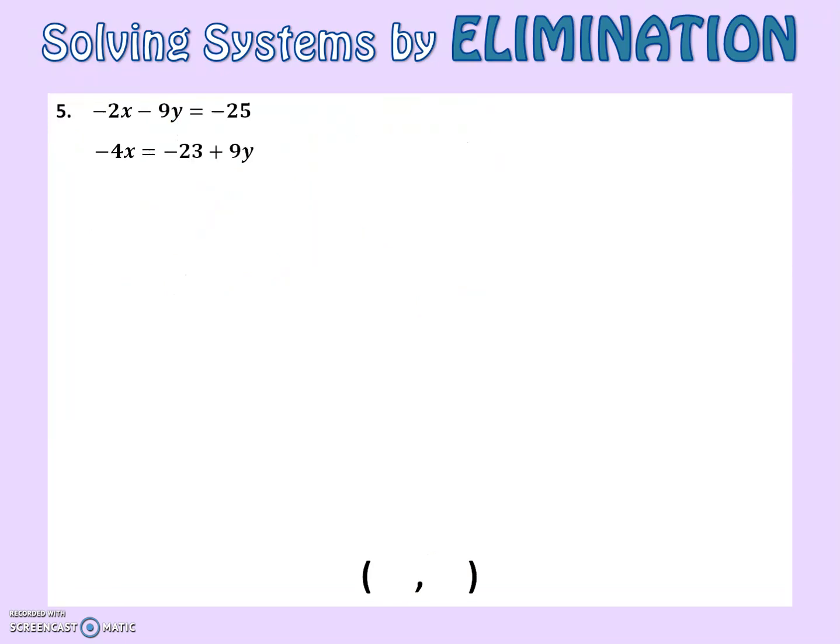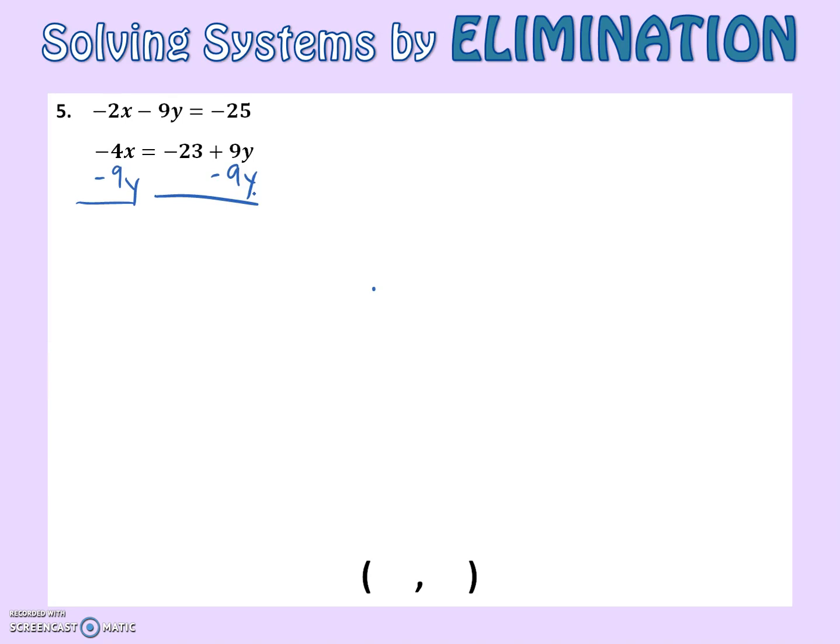Now the important thing for us to note in number 5 is that the first equation is in standard form, but the second equation is not. If you notice, in the first equation, the x and y are on the same side of the equal sign together. Here, they're on opposite sides. So the first step is to subtract the 9y, because that's going to move it to the other side of the equal sign where it needs to be.